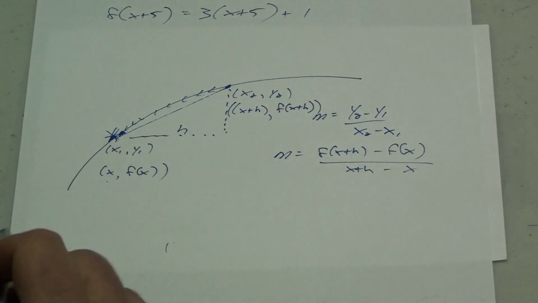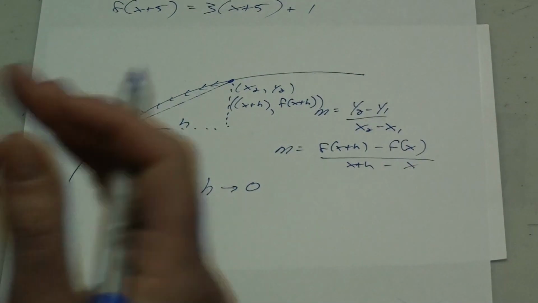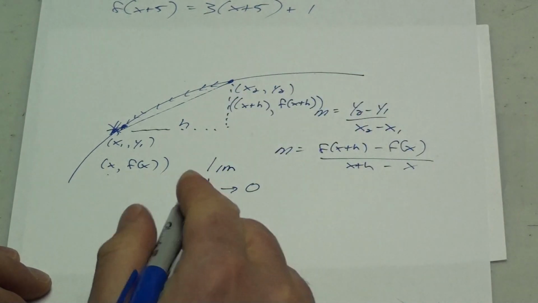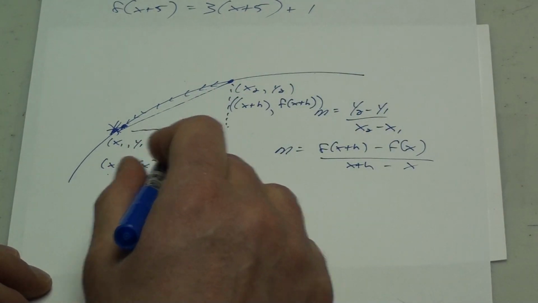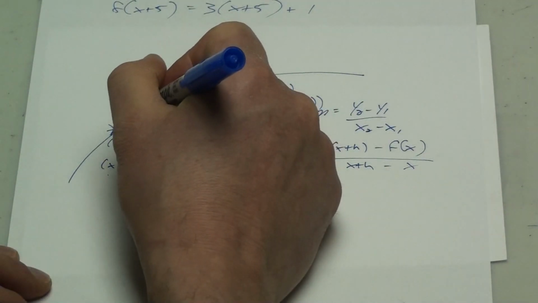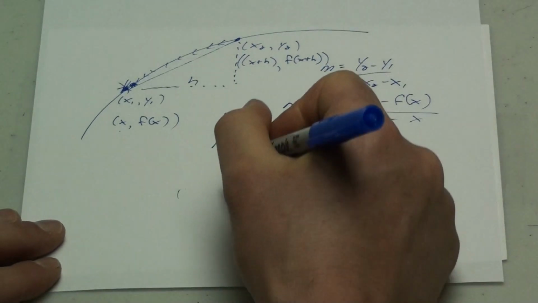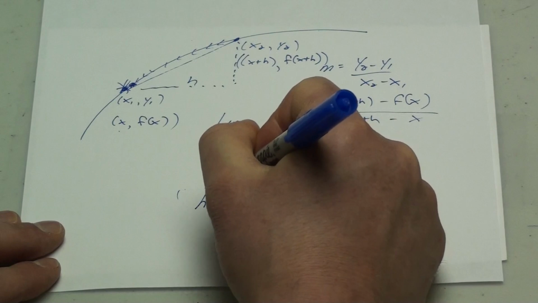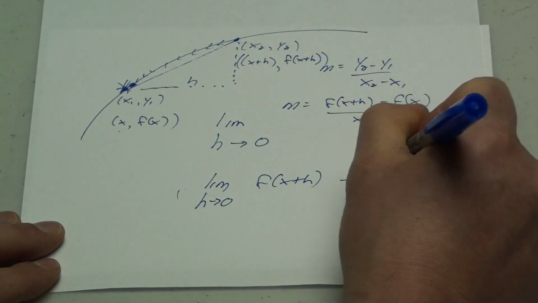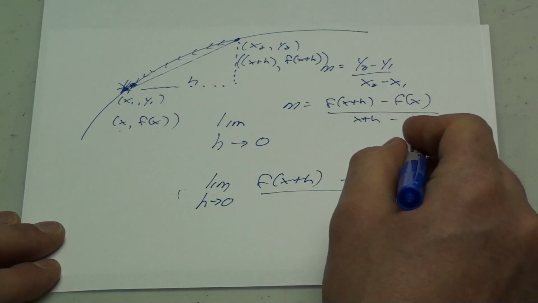My distance between them, which is h, is going to get very, very close to 0. The difference between them is going to get to 0. And I express that as being the limit as h approaches 0, the limit as the distance between them gets almost down to nothing. So in all, I have the limit as h approaches 0, f of x plus h minus f of x, or y2 minus y1, over x2 minus x1.